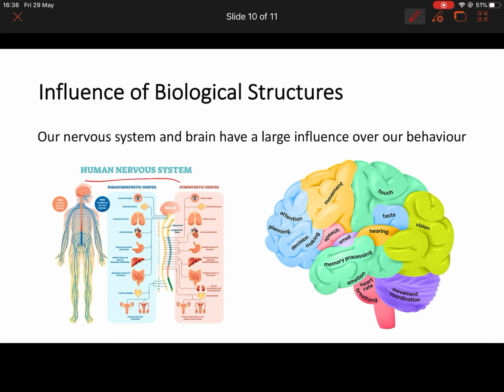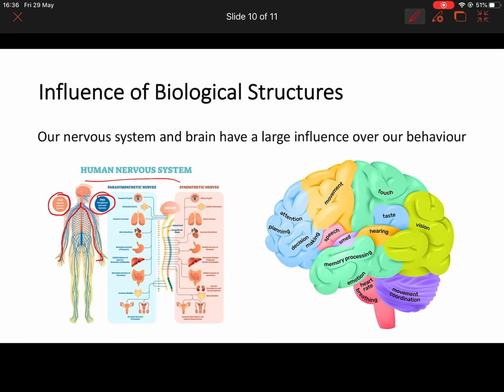The nervous system is comprised of several connected systems. We've of course got our central nervous system, which comprises our brain and spinal cord, and then we've got our peripheral nervous system, which comprises the somatic and autonomic nervous systems. The nervous system carries messages from one part of the body to another, and neurons transmit nerve impulses in the form of electrical signals.